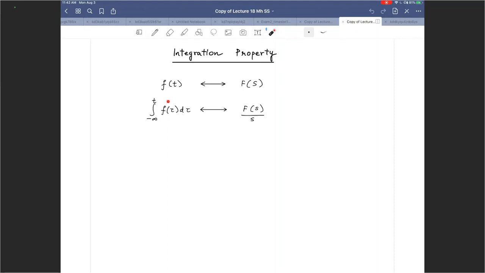When you integrate a function from negative infinity to some stopping time t, the function we are writing as f of tau d tau, that integration in the time domain reflects in the Laplace domain as division by s.